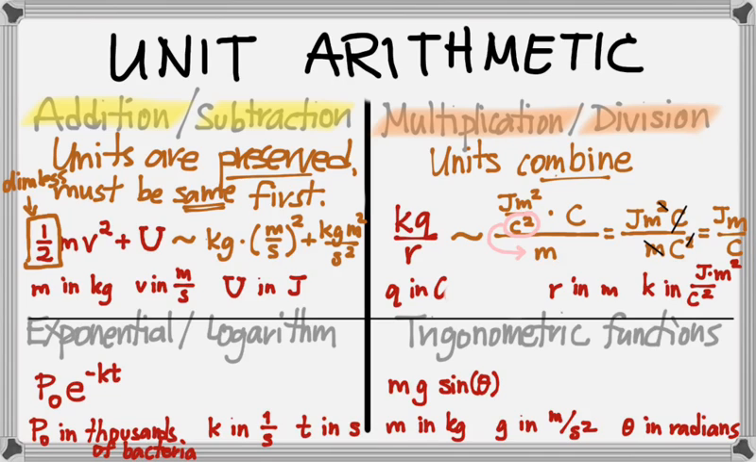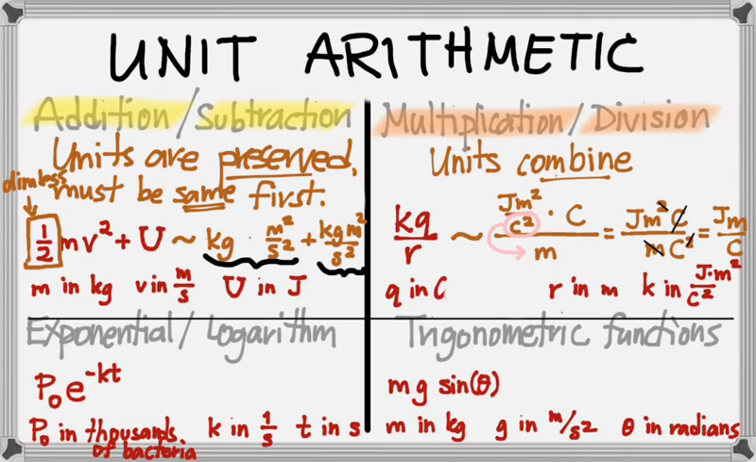So does this addition make sense? Can I actually add 1/2 mv squared to U? I'll simplify your units on the left here. Meters per second is being squared as a fraction, and so it's being squared in both numerator and denominator. And sure enough, we can get away with adding these two quantities together because the units are the same.